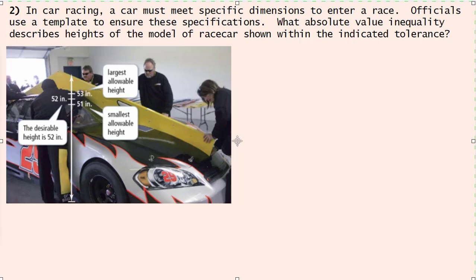We're going to start off the same way as last time: find our midpoint. It's actually given to us in this case. Our 53 is the highest and the 51 is the smallest, so our midpoint is 52. We already have that. Next we need to find the distance. What's the distance between these two? 1 inch.